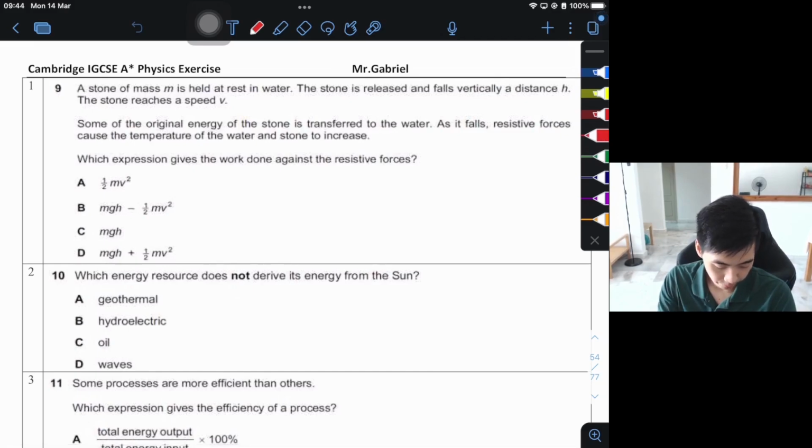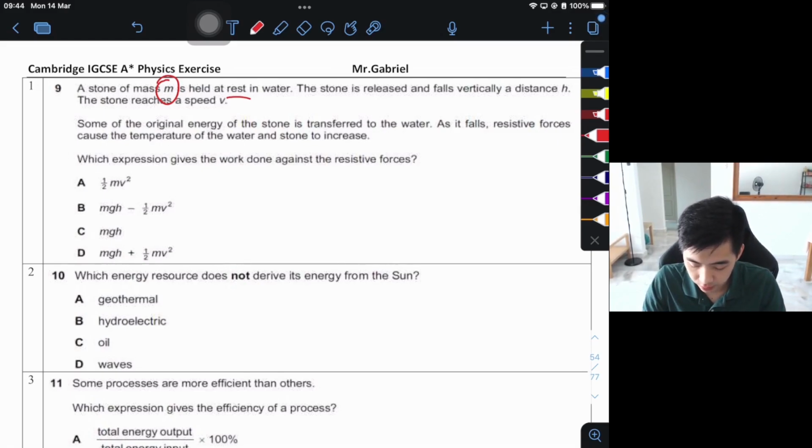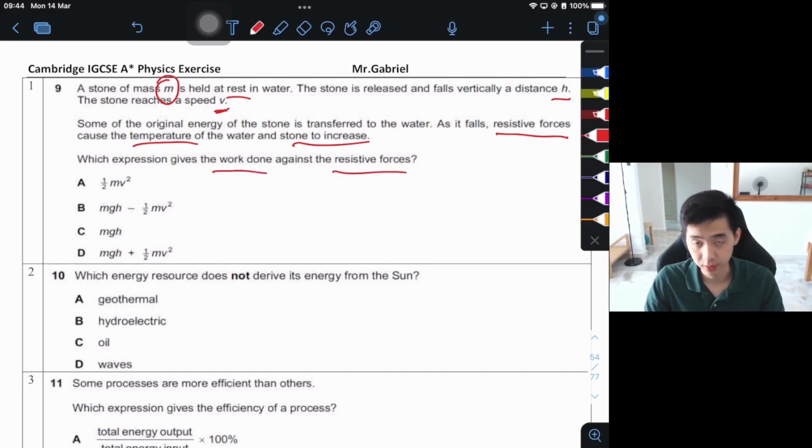A stone of mass m is held at rest in the water. The stone is released and falls vertically through a distance h. The stone reaches a speed of v here. Some of the original energy of the stone is transferred to the water as it falls. Resistive forces cause the temperature of the stone to increase. Which expression gives the work done against these resistive forces here?